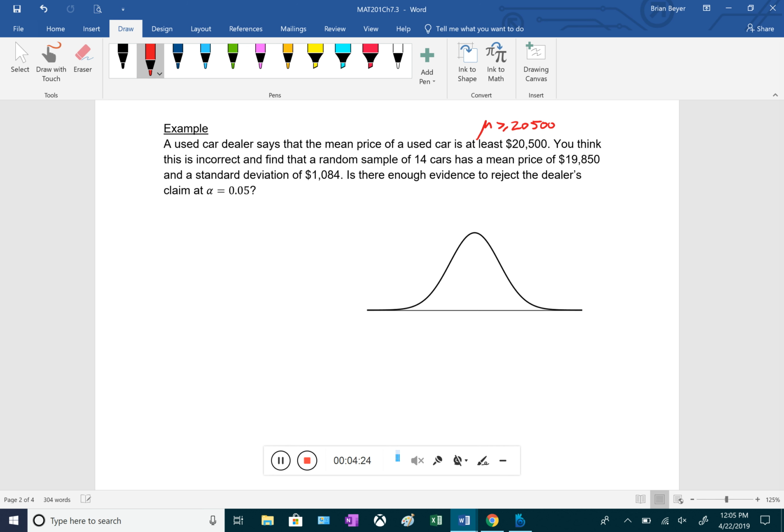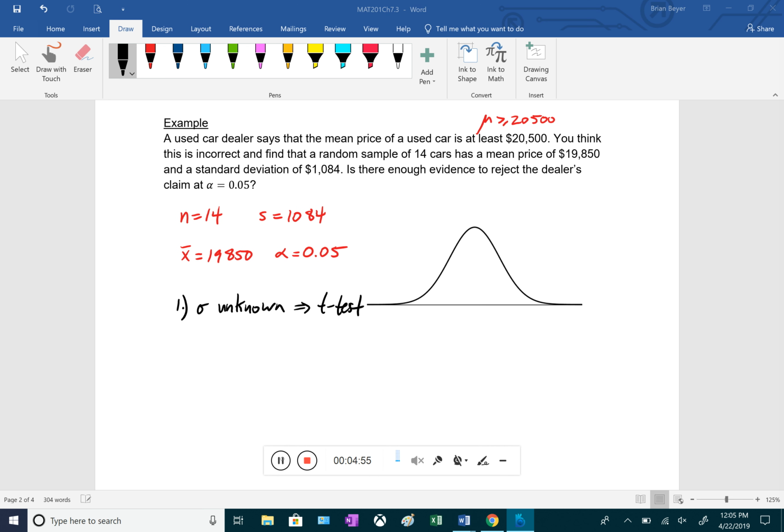Let's start writing down the givens. The sample size is 14. The sample standard deviation is 1,084. The sample mean is 19,850. And the significance level is 0.05. Okay, let's start doing these steps. The first step is that sigma is unknown, so we'll be doing a t-test. We have the standard deviation for the sample, but we do not have it for the population, so t-test.